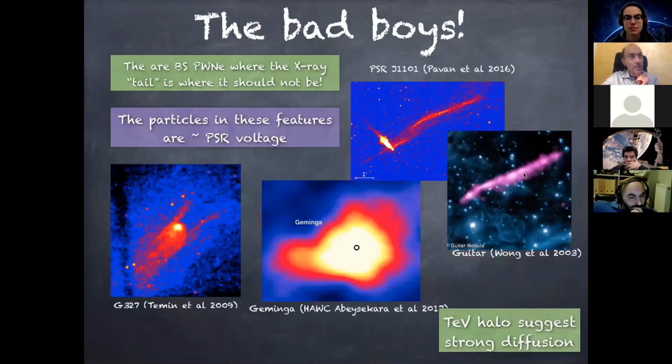The first bad boy is probably the Guitar Nebula. You have a pulsar here, the pulsar is moving in this direction, and you know that there is an H-alpha shock in this direction. So every model you can build, MHD model, it doesn't matter, will tell you that your pulsar wind particles should go in this direction, should be left behind. Okay? A comet has a tail, and the tail sits behind the comet, not ahead of it. What we see in this system is that there is X-ray emission in these fissures.